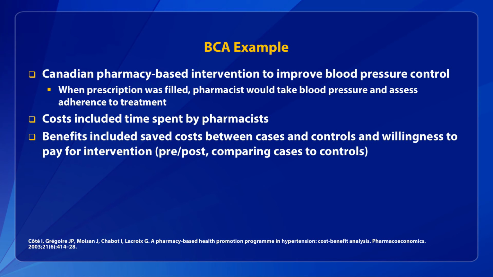The program costs included the time it took pharmacists to take blood pressure and assess adherence to treatment. There were two types of intervention benefits: direct benefits in saved treatment costs between cases and controls, and indirect benefits based on what participants were willing to pay for the intervention. The assessment of indirect benefits assumed respondents were thinking about the decreased risk of complications associated with elevated levels of blood pressure when they were responding to the willingness to pay survey.